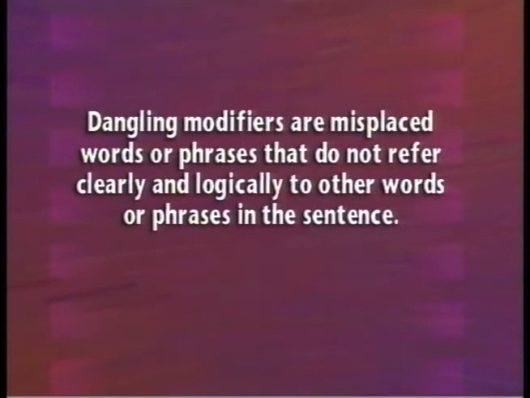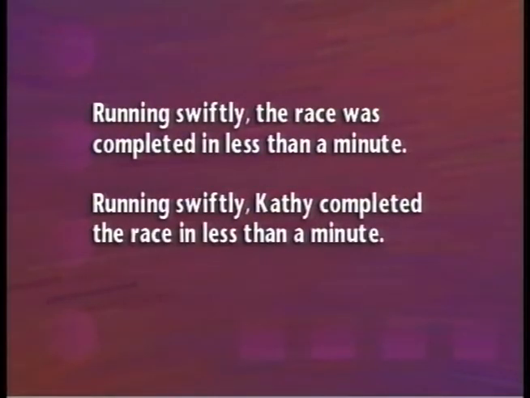Dangling modifiers are misplaced words or phrases that do not refer clearly and logically to other words or phrases in the sentence. "Running swiftly, the race was completed in less than a minute." In this example, "running swiftly" is a dangling modifier because it modifies the race and implies that the race was running swiftly. It could be rewritten as, "Running swiftly, Kathy completed the race in less than a minute."